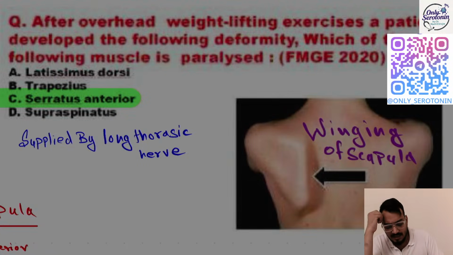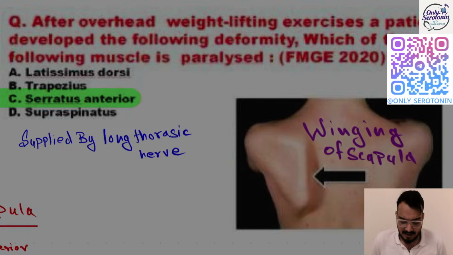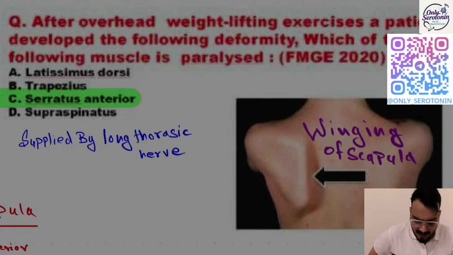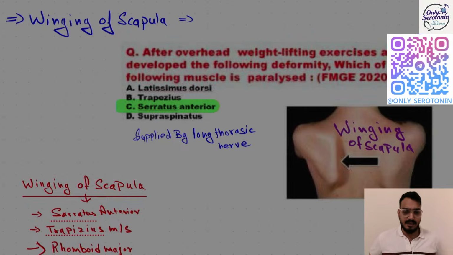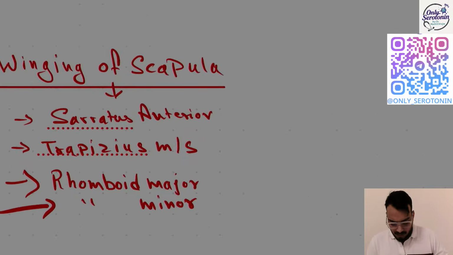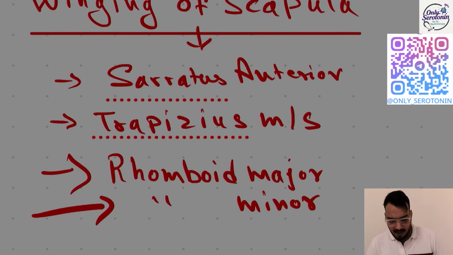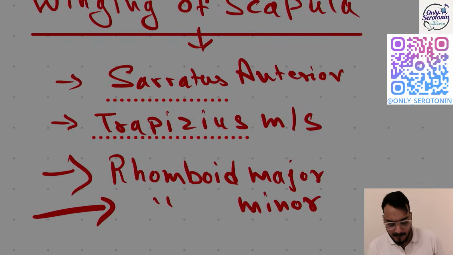This serratus anterior muscle is supplied by the long thoracic nerve, right? This serratus anterior muscle is supplied by the long thoracic nerve, as well as what all nerves take part in winging of scapula. These are your serratus anterior, trapezius muscle, rhomboid major, and rhomboid minor.